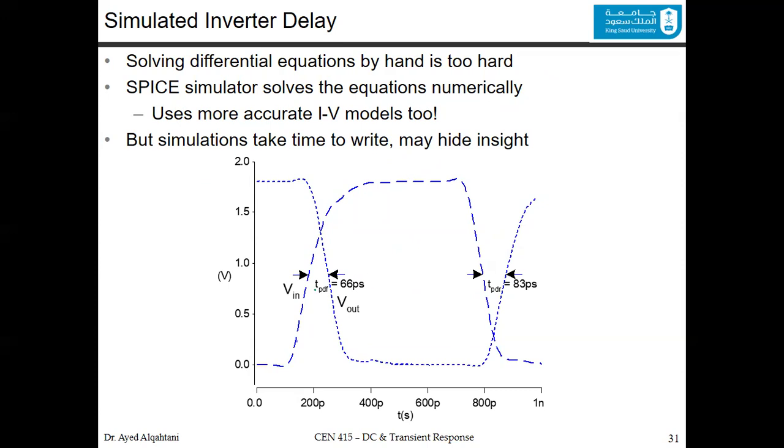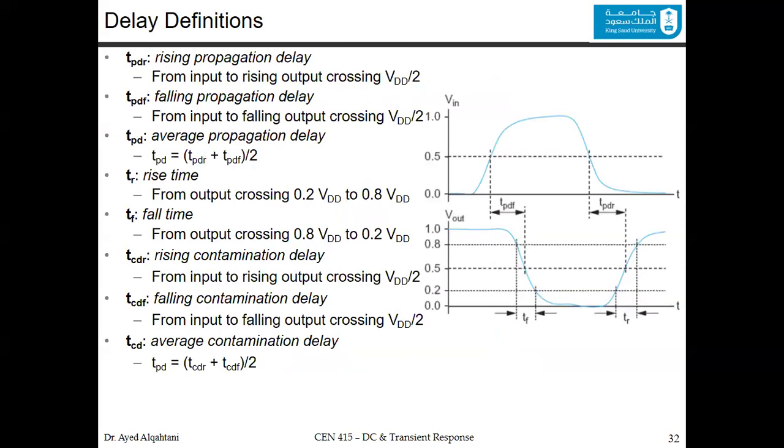Now, these delays here, we have tpHL and tpLH, and they are generated by this simulator. To understand them better, we will define them, so if we come across them later in any chapter, we know what these values mean. So we will have the delay definitions.